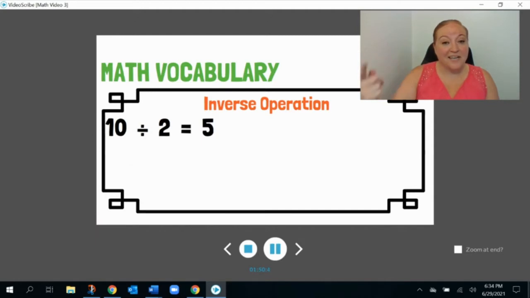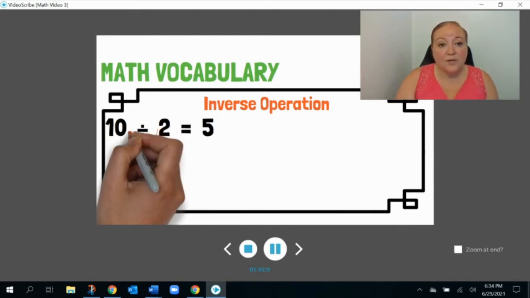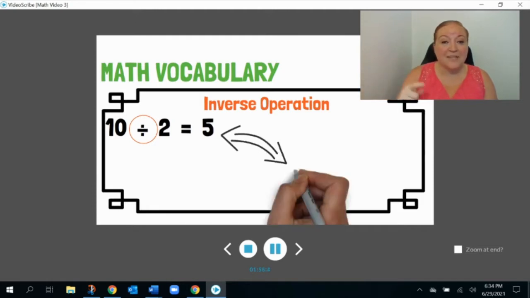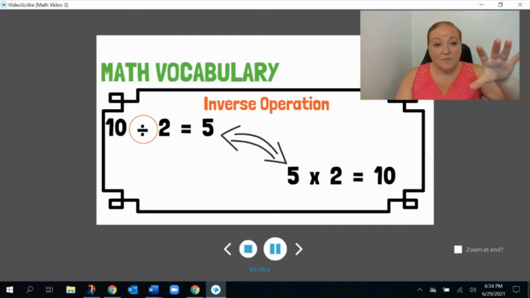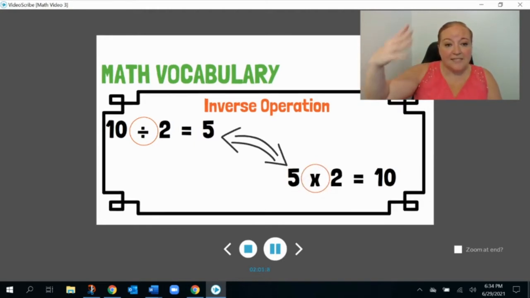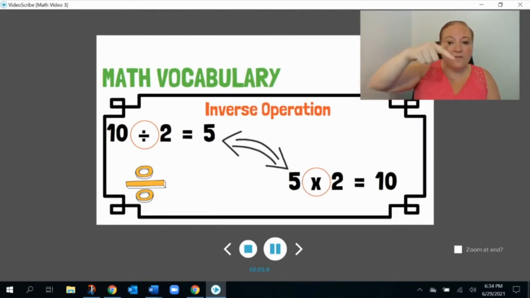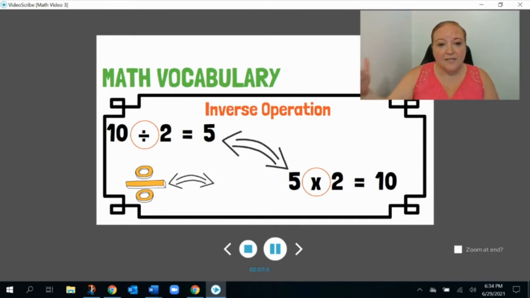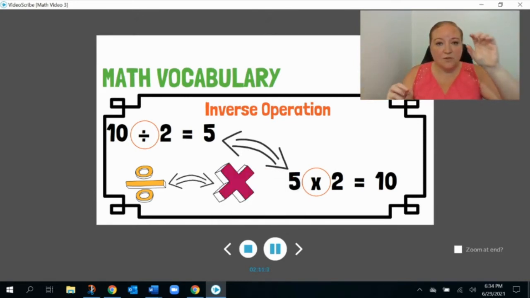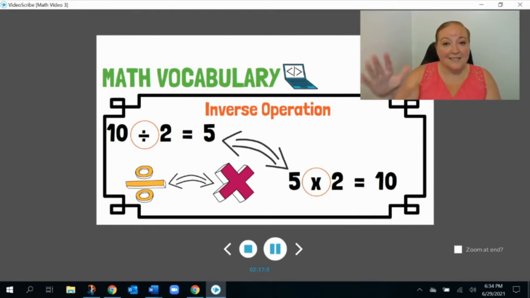All right, let's cover another word that I put in your learning target. Inverse operation. What we're talking about is the opposite of division is multiplication. Okay, so in this case, 10 divided by 2 is 5, 5 times 2 is 10. So we're talking about the opposite. So we're able to use multiplication to check our division answers. And that's what we're going to do today. And again, this is a really good time to take a screenshot.